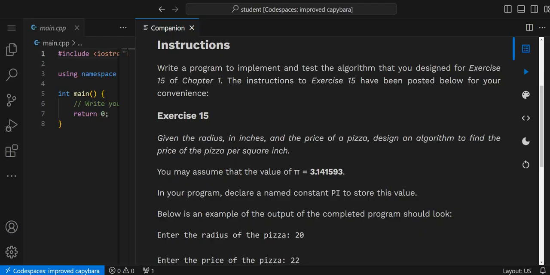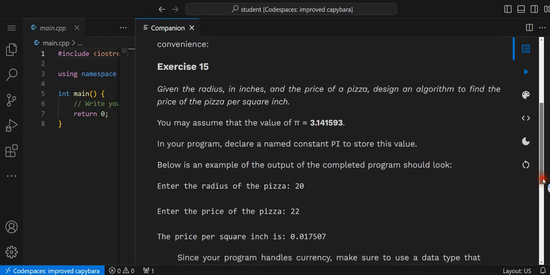We're going to write a program to implement and test the algorithm that you designed for exercise 15 of chapter 1. The instructions to exercise 15 have been posted below for your convenience. Given the radius in inches and the price of pizza, design an algorithm to find the price of the pizza per square inch. You may assume that the value of pi is 3.141593. If your program declares a named constant pi to store this value, below is an example of how the output of a completed program should look.